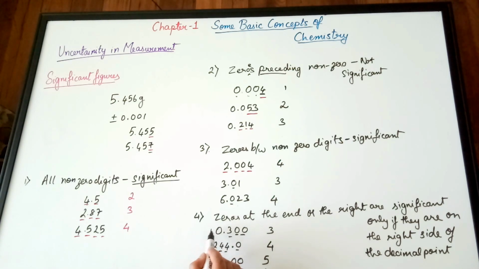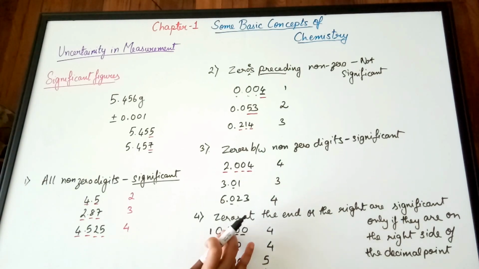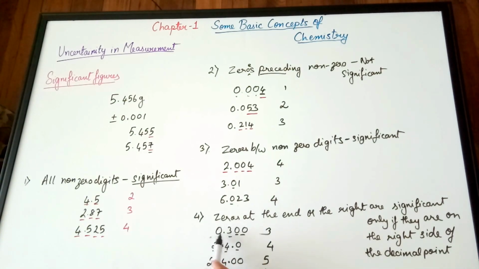Now if I had 10, the total number would only be 4 because this 0 is not considered. Okay, so only if it is on the right side of the decimal point.